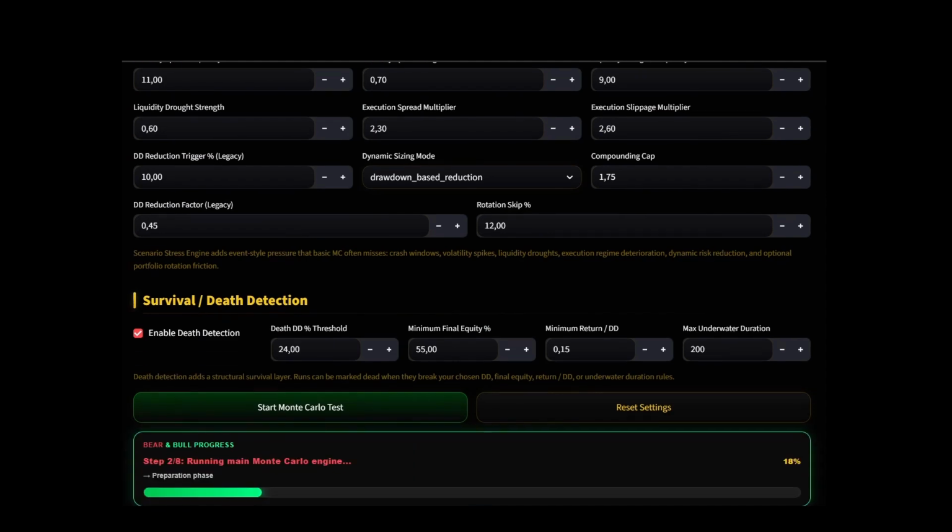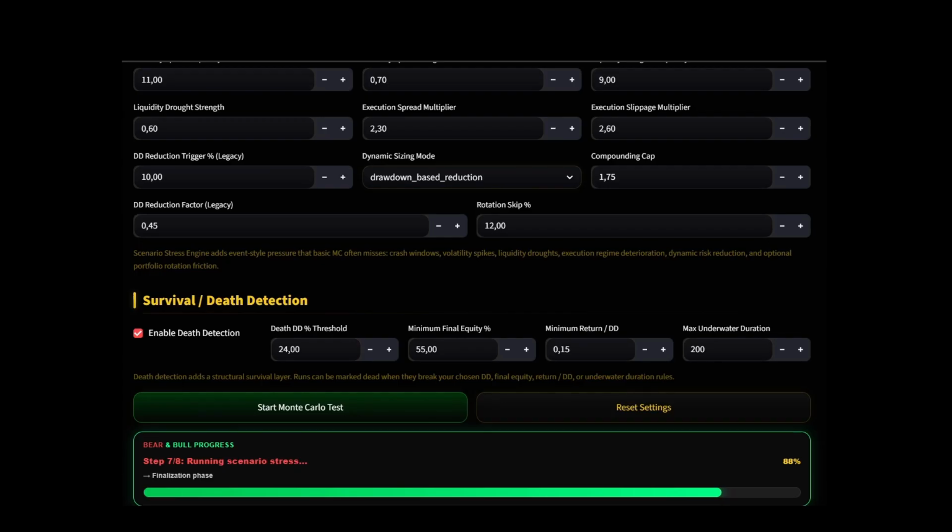While the progress bar is running, the tool is building many alternative paths behind the scenes. It is not just replaying the original backtest. It is creating different possible versions of the same strategy path. The tool checks how profit changes, how drawdown expands, how long recovery takes, how often the system goes underwater, and whether the strategy still survives under pressure. That is why the progress bar is split into different steps. The system is running the simulations, building the stress results, calculating survival behavior, and preparing the result tables.